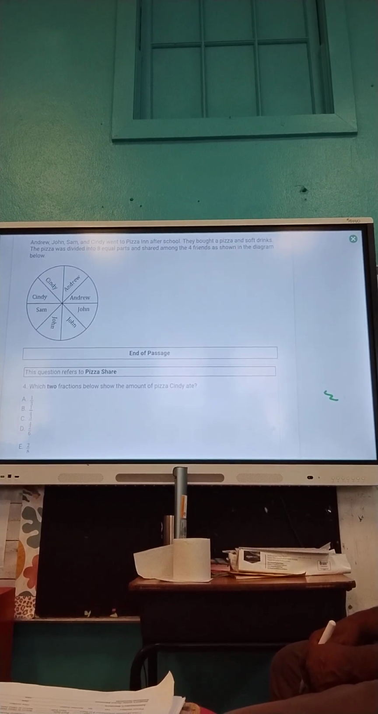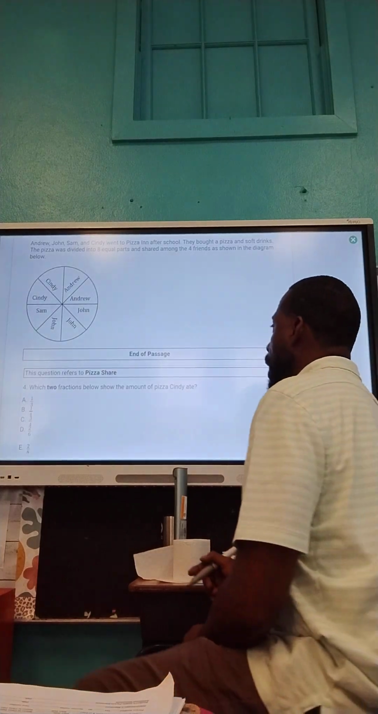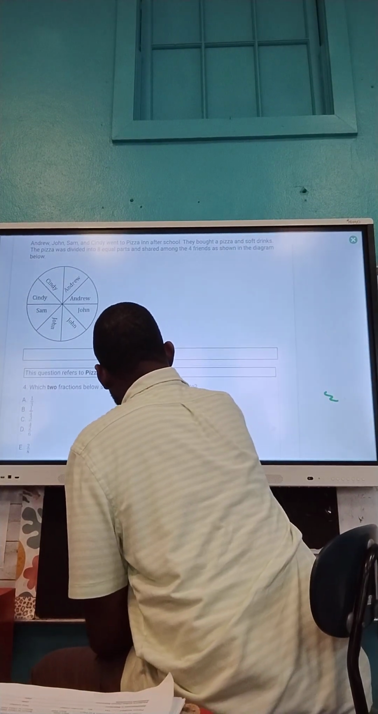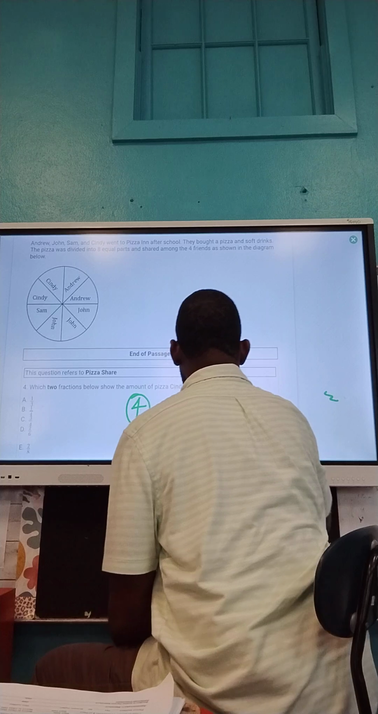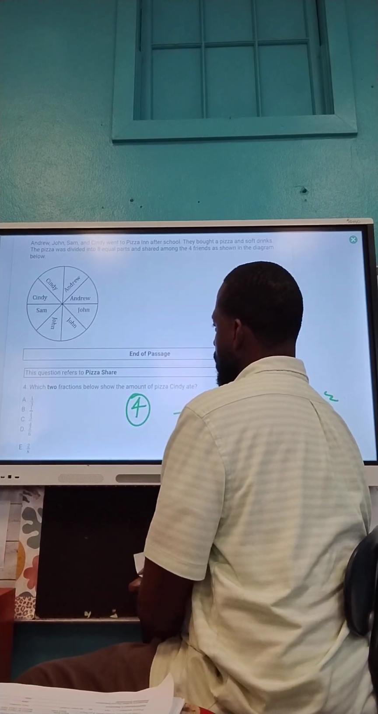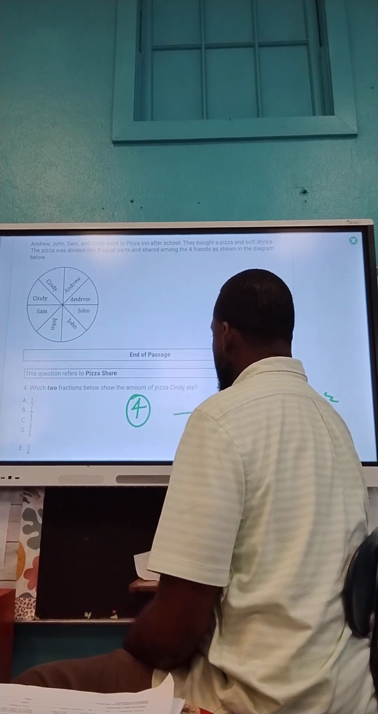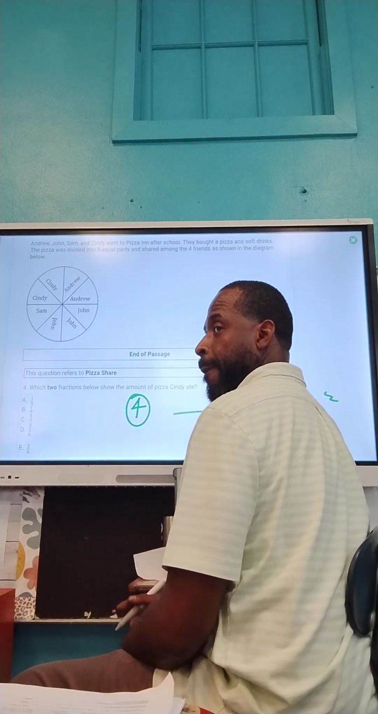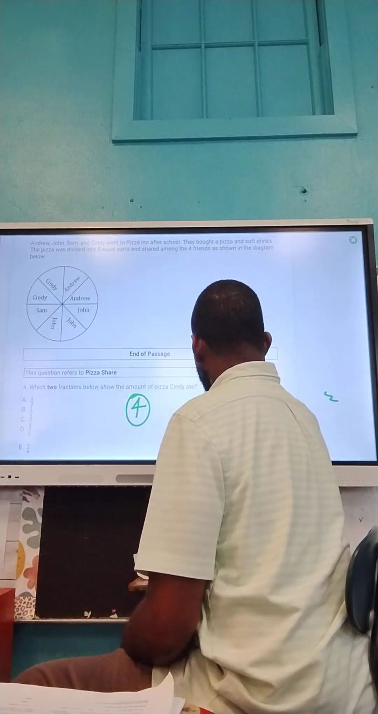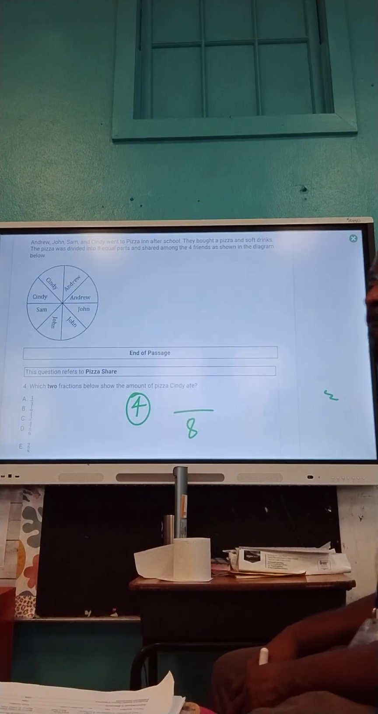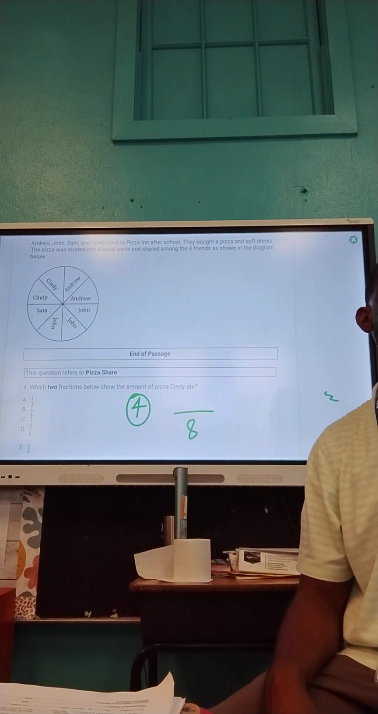How many equal parts do we have? 8. So already, what part of the fraction do we already have? 8. Y'all said 8. Where does 8 go? The numerator or denominator? Denominator. They need to be on your paper right now.